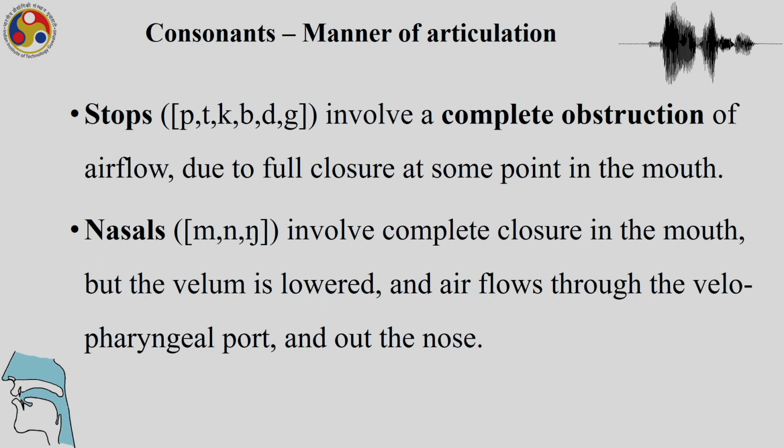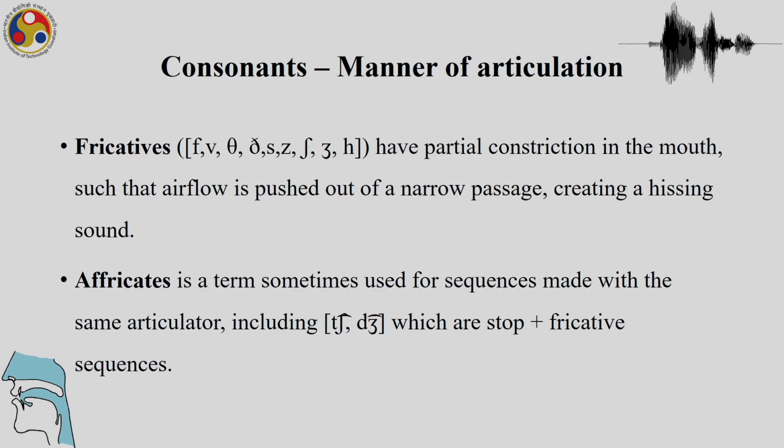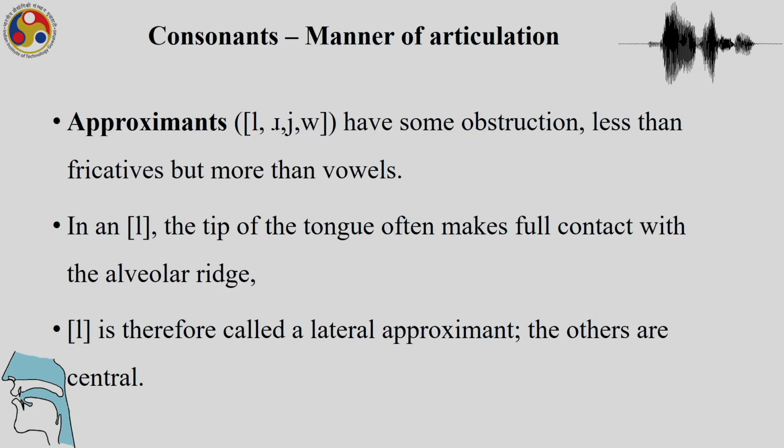Nasals also involve complete closure in the oral cavity, but the air release is through the nasal cavity. Fricatives have partial constriction and slow release, and the air is pushed out through a narrow passage slowly, unlike that of stops. So, very often, because of the narrow passage, we have a hissing sound when we have fricatives. And an affricate is a term used for sequences made with the same articulator. And then approximants have the least obstruction, lesser than fricatives but more than vowels.